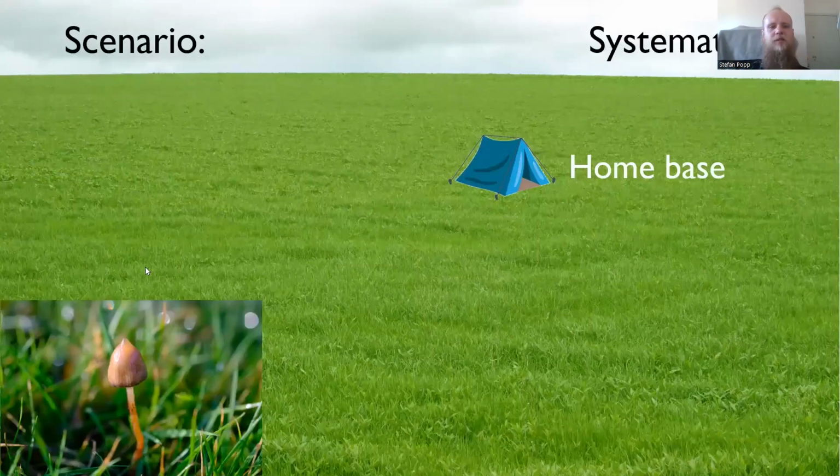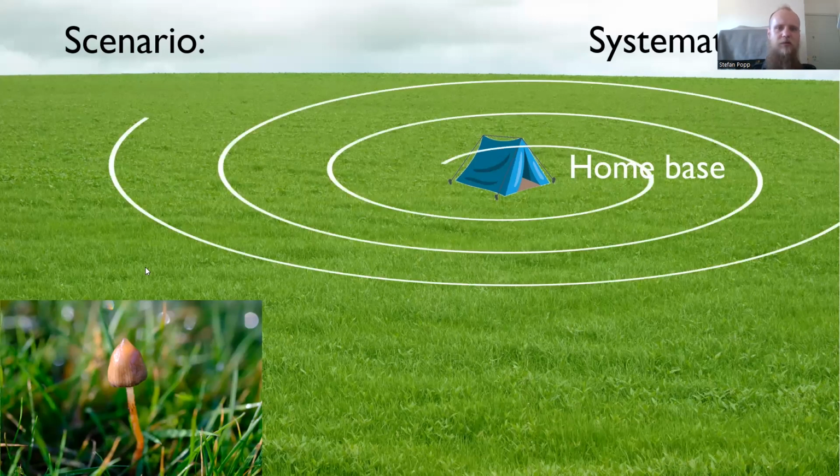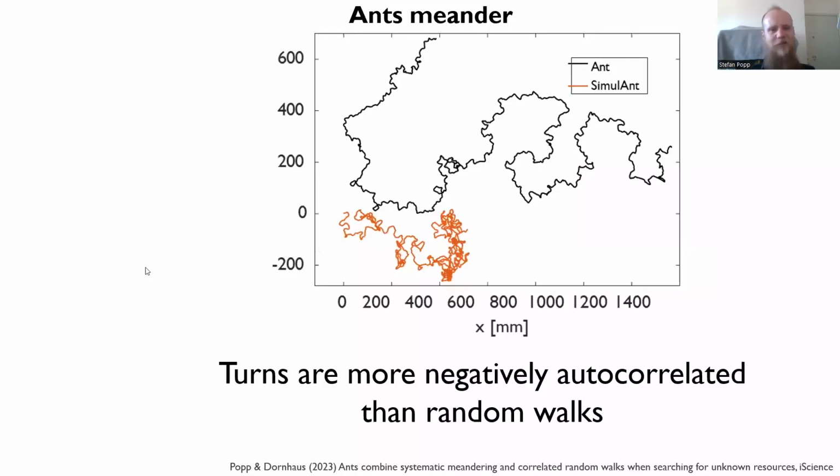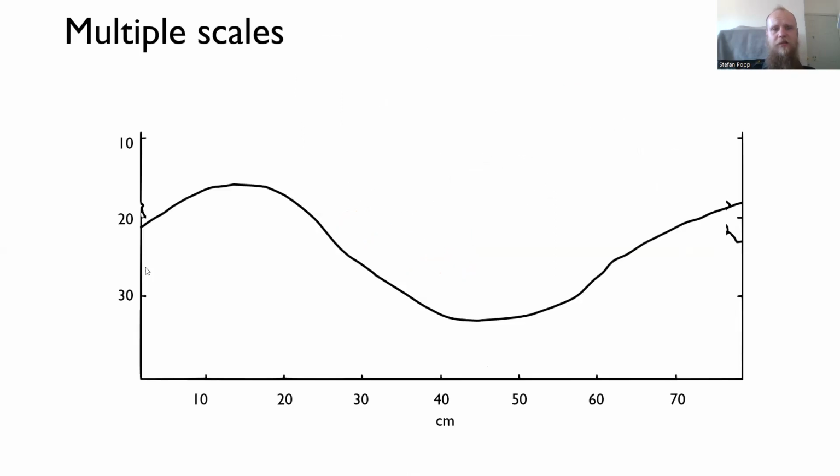Now, going back to the scenario, on the question of how would you search? Maybe you thought you would search in a systematic way, like in a spiral or in a zigzag or a meander like this. And that's exactly what the ants are doing. So here in black is a real ant track that is meandering left and right more or less regularly. And in orange is a simulant, or a simulated ant track, that has the same base properties as the ant track shown here. And they are doing this on multiple scales.